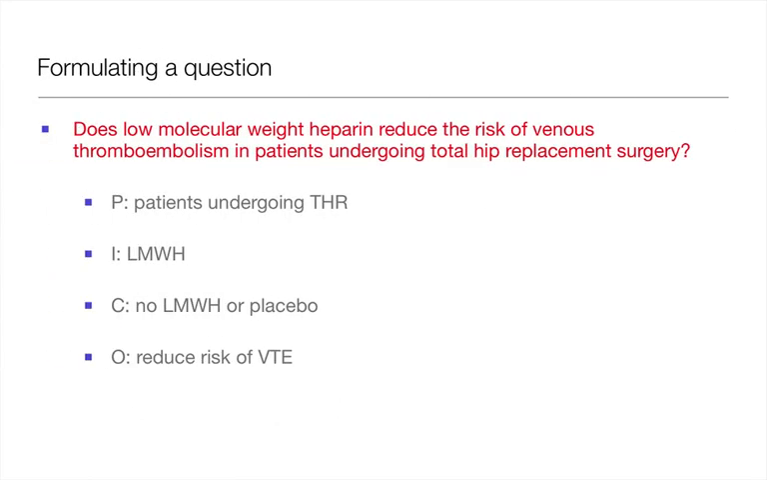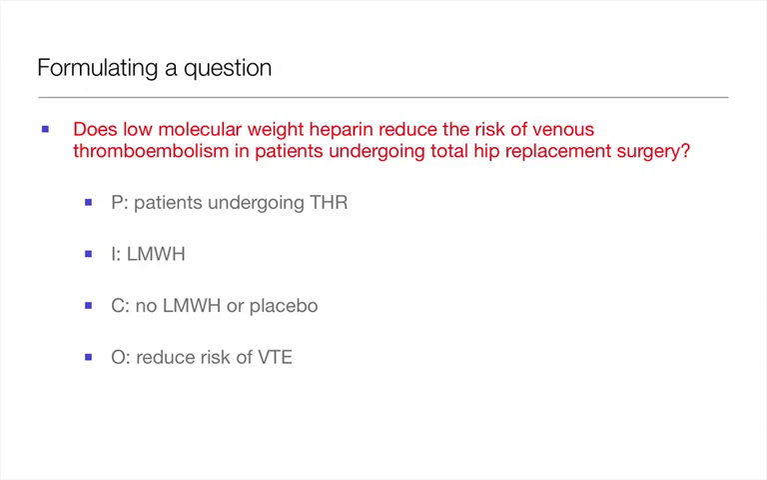So here's an example, which a lot of people are familiar with. Does low molecular weight heparin reduce the risk of venous thromboembolism in patients undergoing total hip replacement surgery? Now, if you were to break this down using the PICO method, first of all, you'd look at the patient or the groups of patients which you're interested in. And in this case, these are patients undergoing total hip replacement.